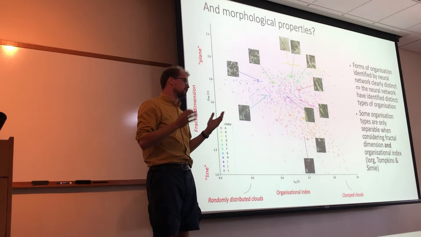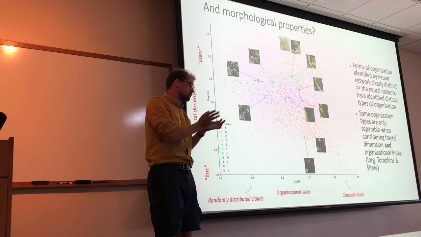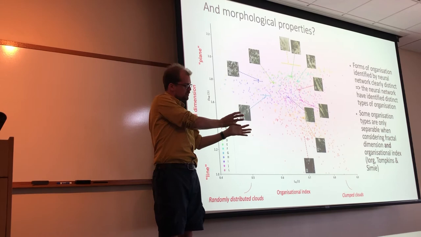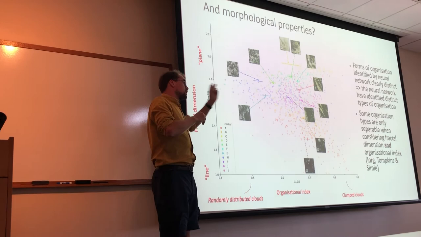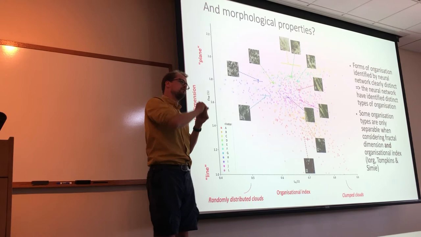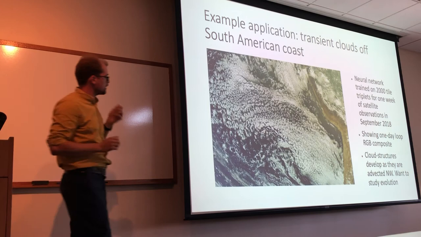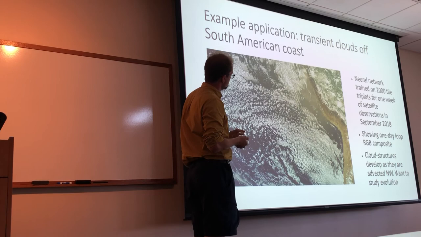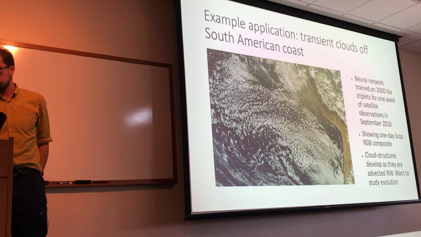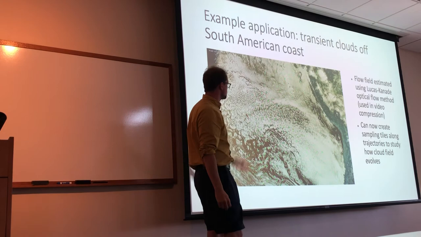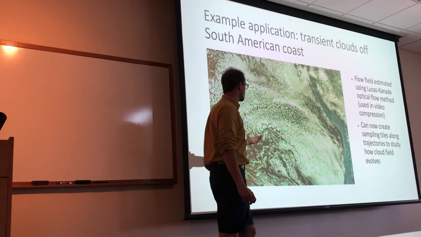Some do just form and dissipate, but a lot of the time we're looking at transitions from one kind of organized state into another. And if you imagine the embedding space, that would look like a path through it, because every time it changes a little bit, it's going to be near where it was before. So I had a go at seeing if this was actually true. I took a day of GOES imagery off the southwest coast of South America. Then I used optical flow analysis, which is a bit of a hack, basically using video compression. It's a way of getting the flow directly from satellite imagery.